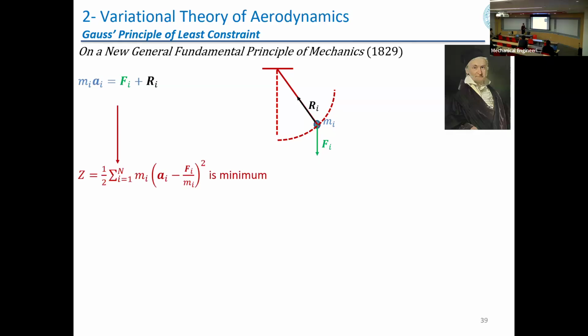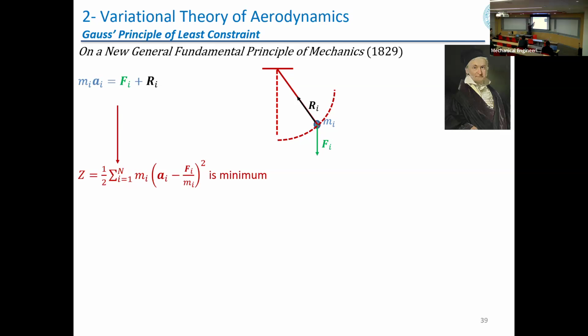And let me walk you through it because it's quite intuitive actually. So F is the applied force, like gravity, electromagnetic, divided by mass, so that's the applied acceleration. And now A is the actual acceleration. In the absence of constraints, no R, these two are exactly the same. You apply a force in this direction, you get a motion in the exact same direction.